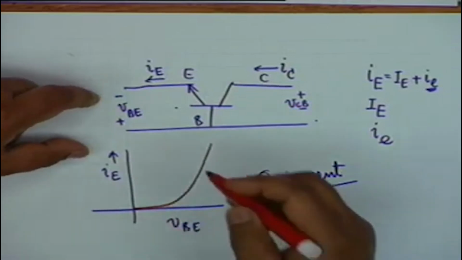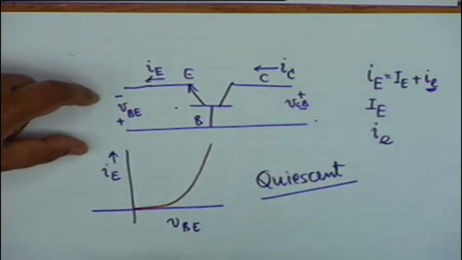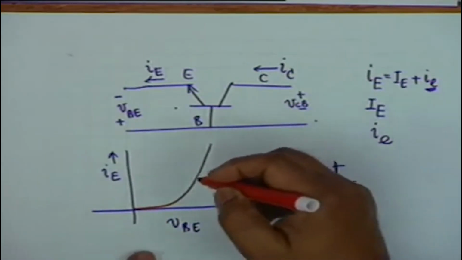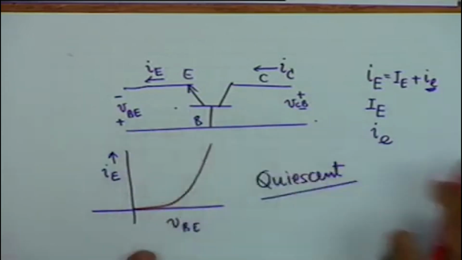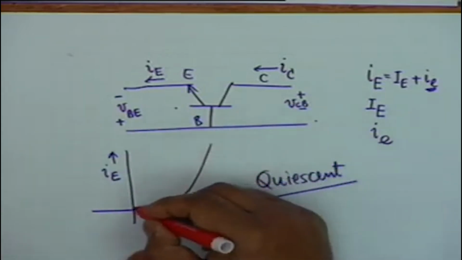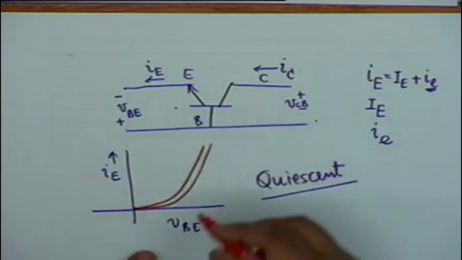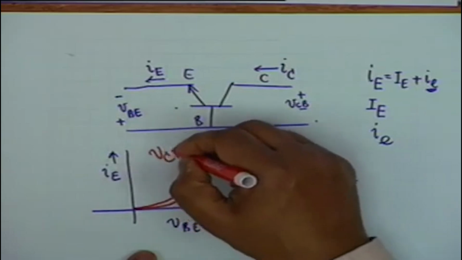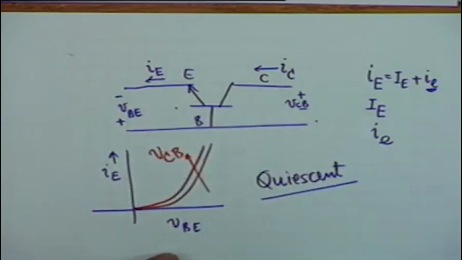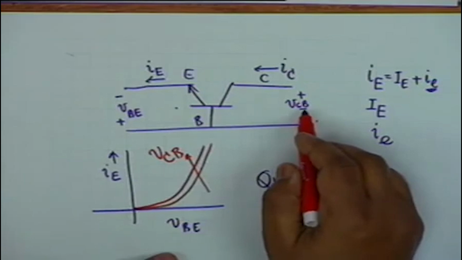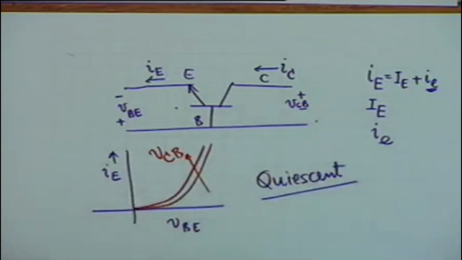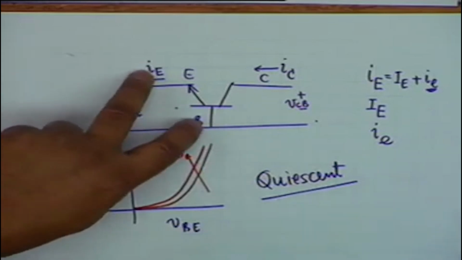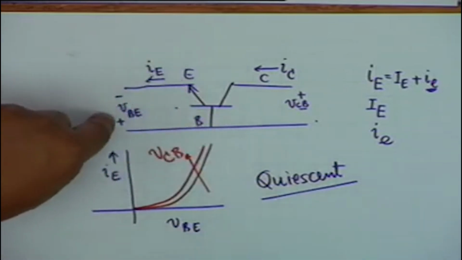Now V_CB does have an effect. If V_CB increases, well, the diode current increases, but there is a small variation. This is the direction in which V_CB increases. There is a small effect of V_CB on the input diode characteristic. The input is obviously a diode, I_E versus V_BE.